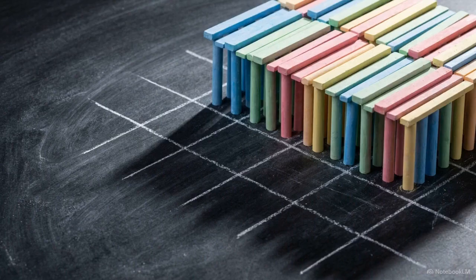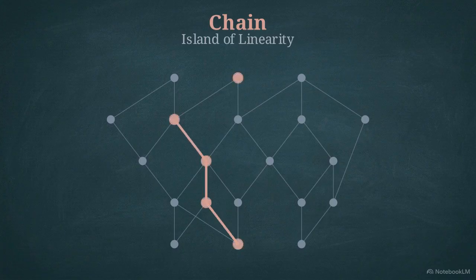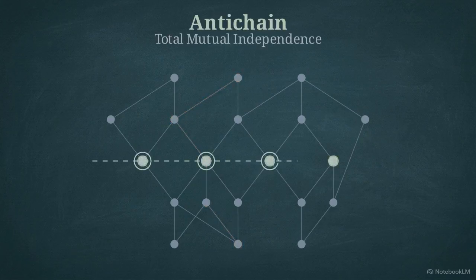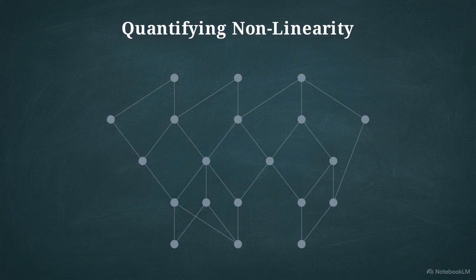We can analyze the internal architecture of any Poset by breaking it into two primitive components. The first is a chain. This is a vertical slice of the Poset, where every element is comparable to the next. It is a local island of linearity. The second is an anti-chain. This is a horizontal layer where no two elements can be compared. It represents a state of total mutual independence. These two structures allow us to quantify exactly how nonlinear a system is.